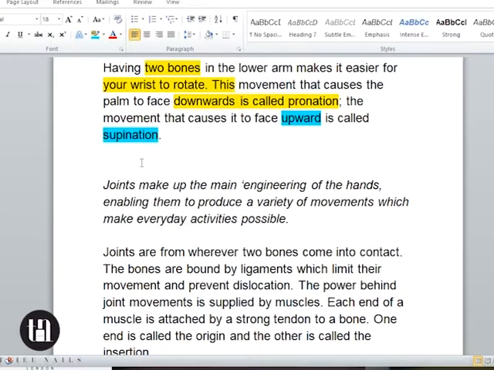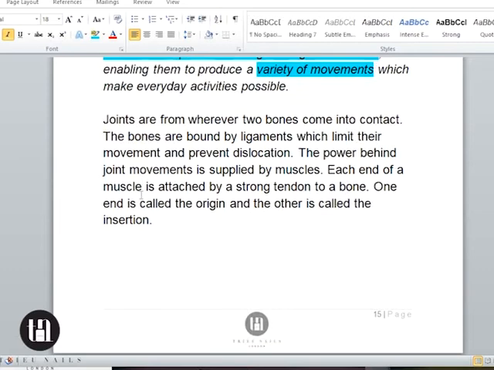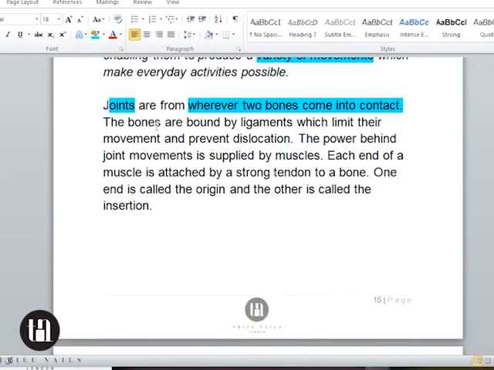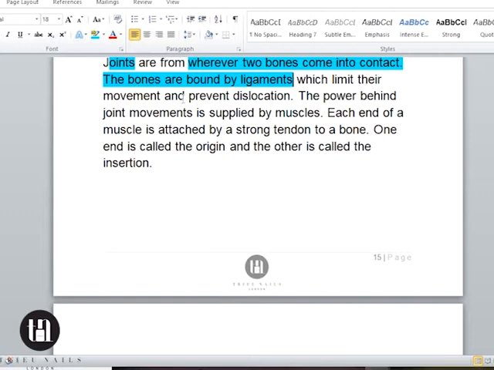Joints make up the engineering of the hands and produce a variety of movements, making everyday tasks possible. Joints are wherever 2 bones come into contact, so that's important to note. Bones are bound by ligaments, which limit their movement to prevent dislocation.